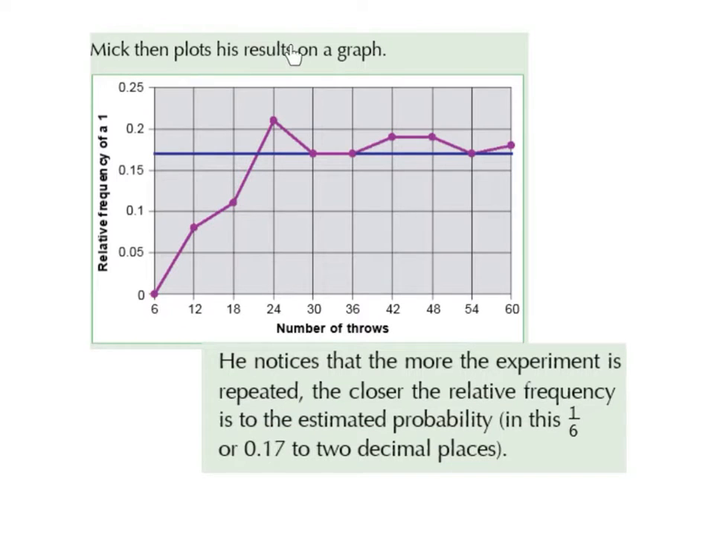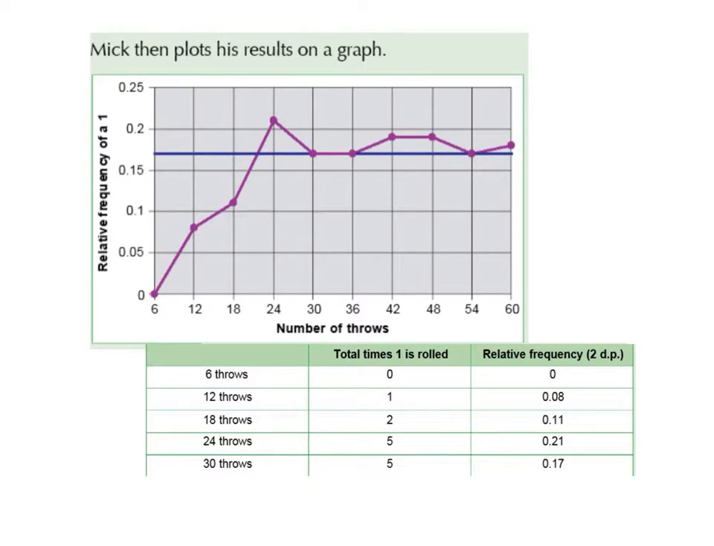Mick then plots his results on a graph. So along the x-axis we have the number of throws, and along the y-axis we have the relative frequency of getting a 1. So after 6 throws his relative frequency was 0. So we're at 6 on the number of throws axis, and we're at 0 on the relative frequency of a 1 axis.